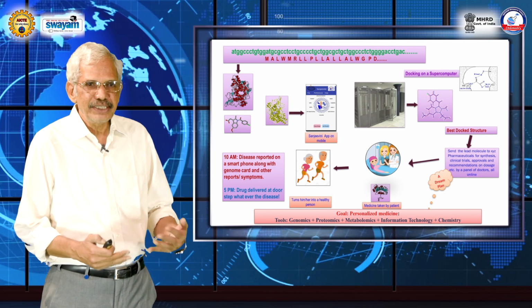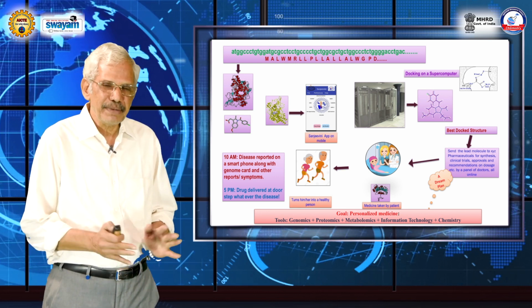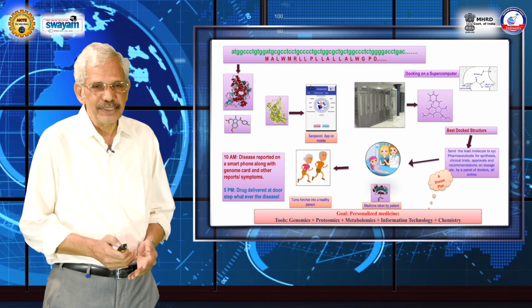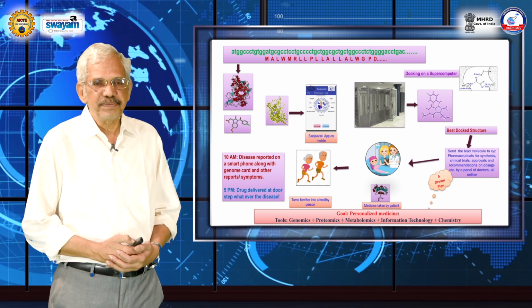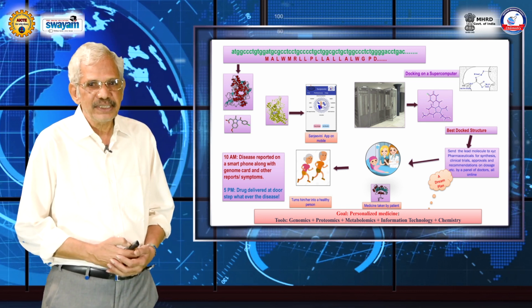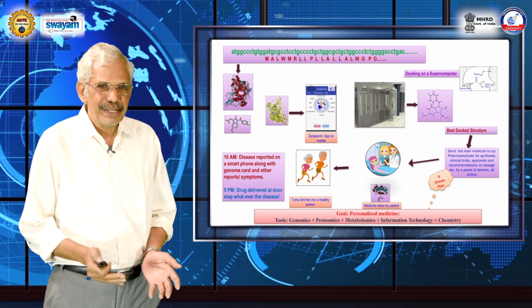So 10 a.m. the disease is reported on a smartphone, 5 p.m. the drug is delivered at the doorstep. Well, that's my dream plan, and looks like this is feasible. Well, what is it that has to go inside? Well, obviously genomics, proteomics, metabolomics, information technology, and don't forget chemistry. Without chemistry, well, there's no drug molecule.